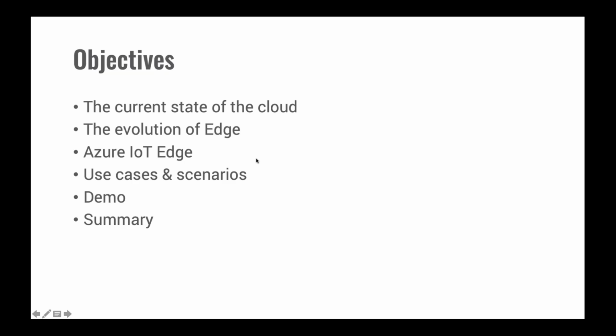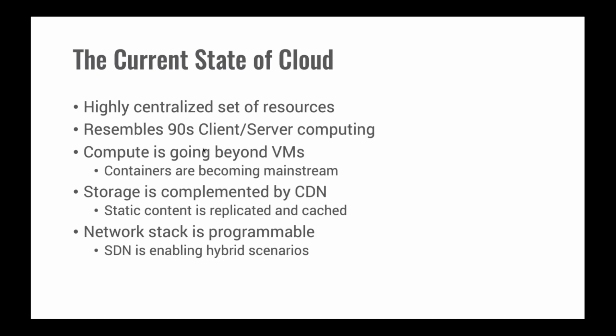It's time for me to get started. So what is the current state of cloud? Well, when cloud computing started, it was all about virtual machines running in a remote data center or storage offered in a remote data center. This highly centralized architecture closely resembles 90s client-server computing. For example, the cloud, the remote infrastructure exposed by Amazon, Microsoft, Google, IBM, and others is the server, and the machine from which you are connecting to it and consuming the cloud resources is the client. So it closely resembles the 90s client-server computing.